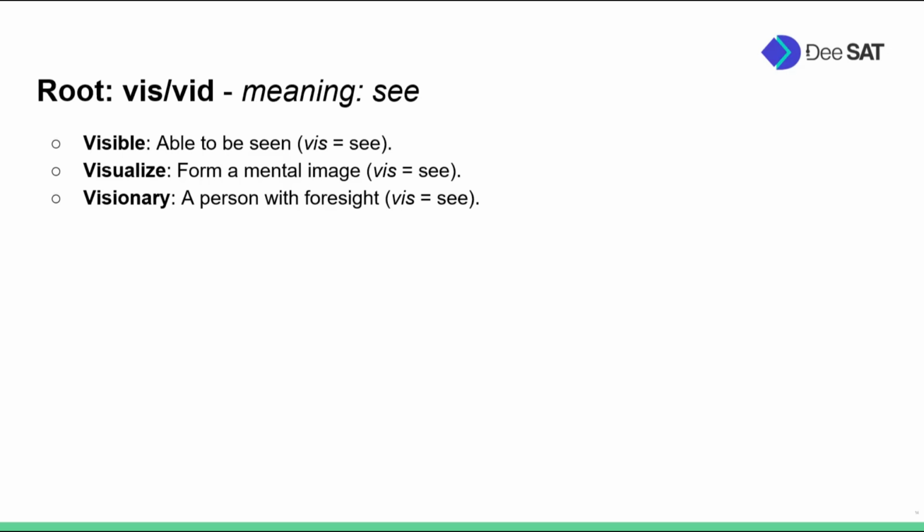Next, we have vis or wit, which means to see. Visible means something which is able to be seen. Visualize means that you're forming a mental image. And visionary is a person with foresight.